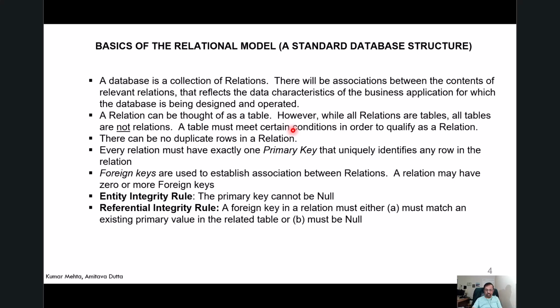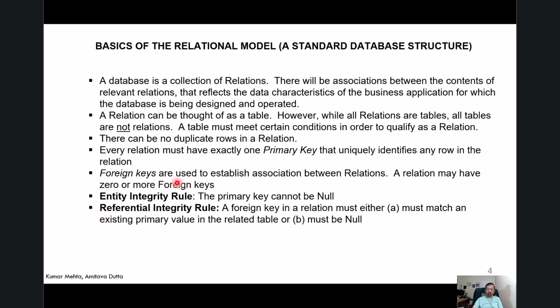What are some of those conditions? There can be no duplicate rows in a relation, and every relation must have one primary key, exactly one primary key. And a relation can have a foreign key, and foreign keys are really the only tool available to you to establish association between relations. A relation may have 0 or more foreign keys.